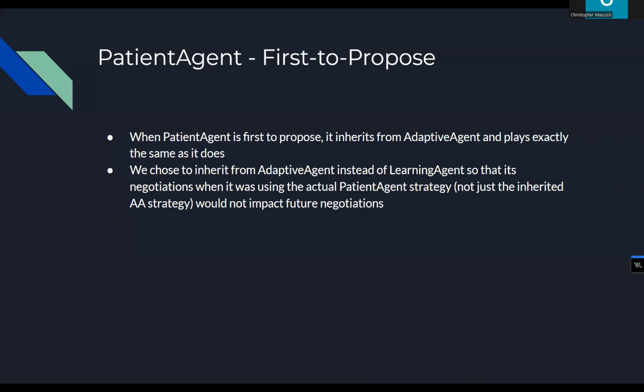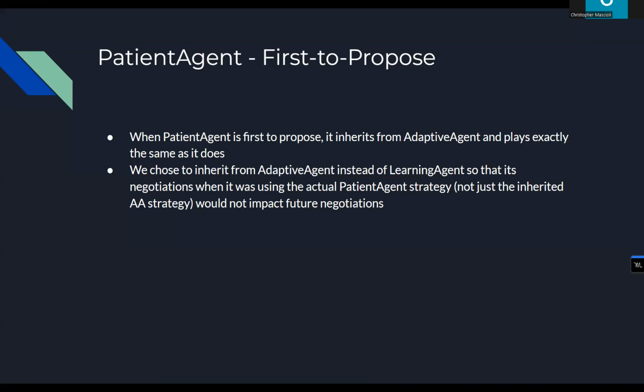So the simpler end of PatientAgent is when it's first to propose, and that means it's also going to make the last proposal. And when it does this, it actually just inherits from AdaptiveAgent and plays exactly the same. I tried doing what the agents did last year, where they tried different parameters or different ways of accepting offers with PatientAgent, with AdaptiveAgent, but none of those turned out to be any statistically significant improvements.